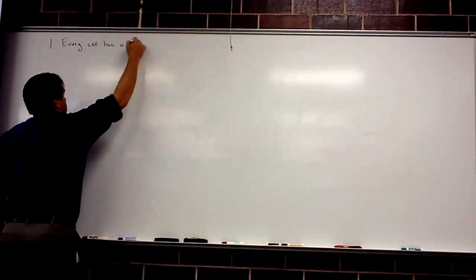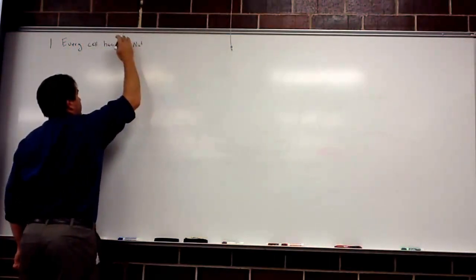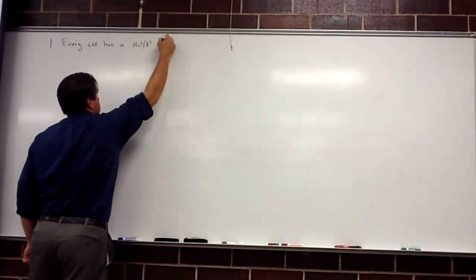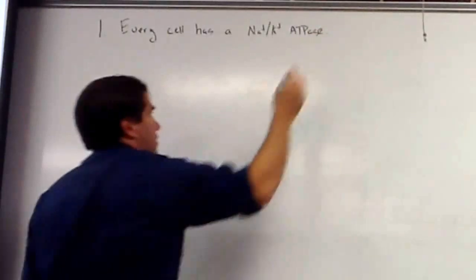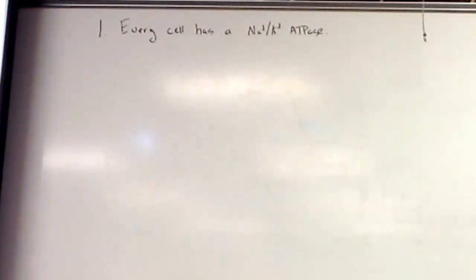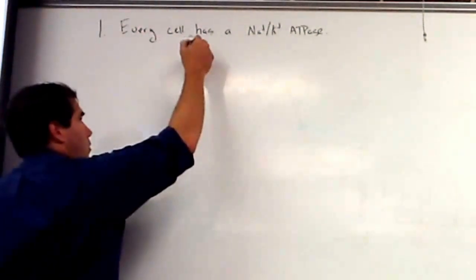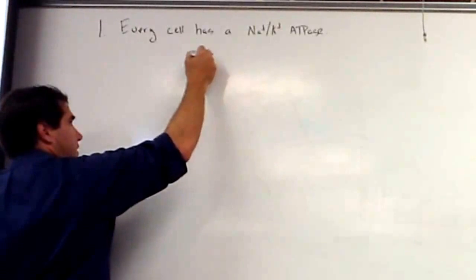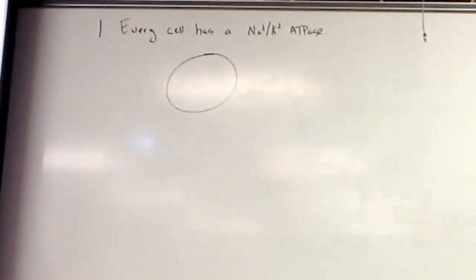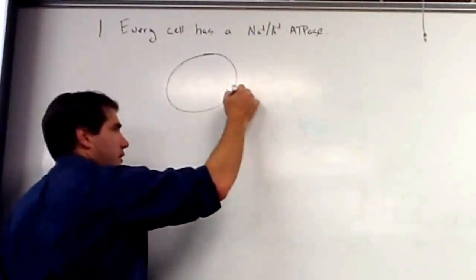Every cell has, I shouldn't say, millions of sodium-potassium ATPases. What these are is, if this is a cell, so I'm going to draw this lots of times in this class. If this is a cell, then you have millions of these channels on the outside.